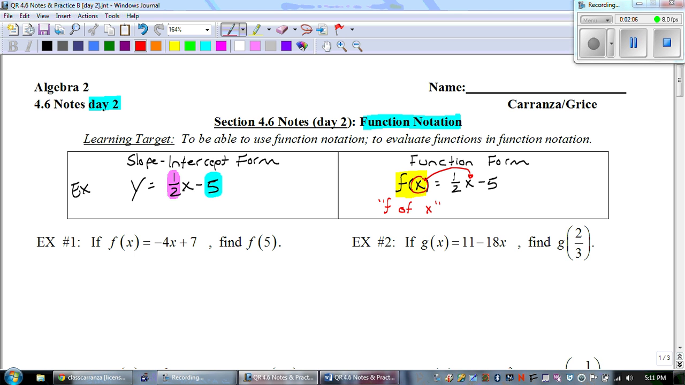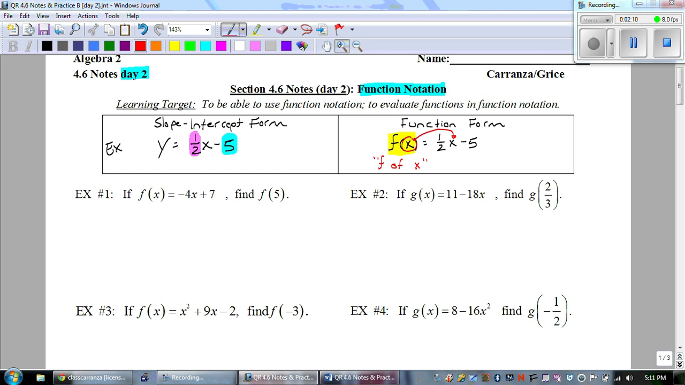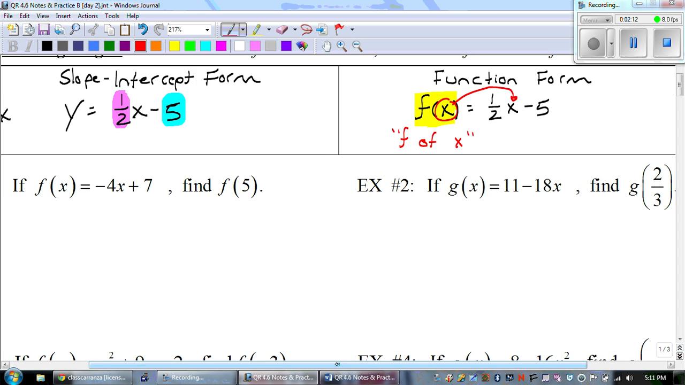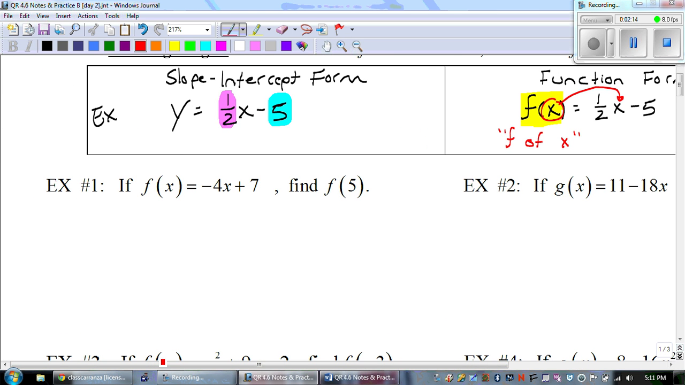All right, so let's go ahead and get started with example number 1. Zoom in, Mr. Grice, come on. So if f of x equals -4x plus 7, so they're telling us this is our function, find f of 5. And what that means is, hey, look at me. We're going to plug in 5 for x. And that's it.